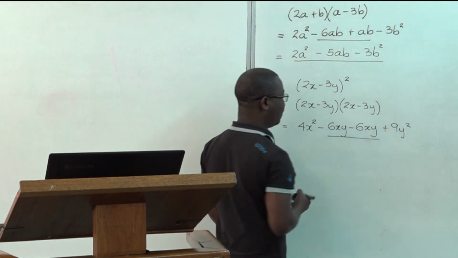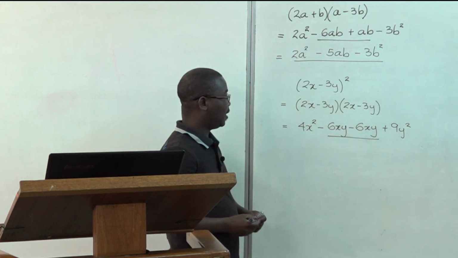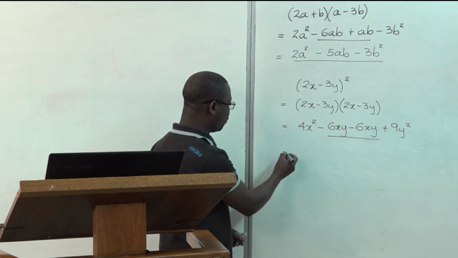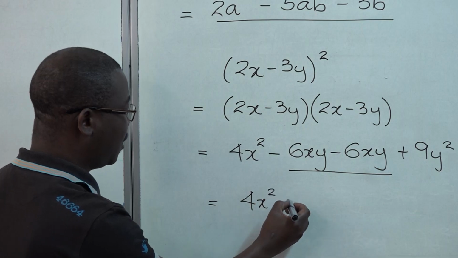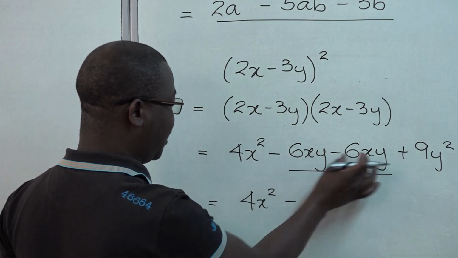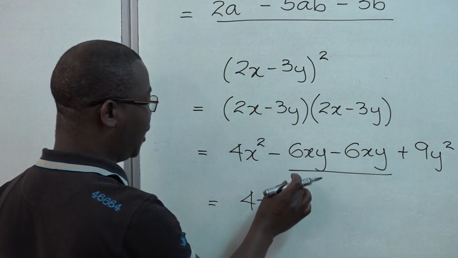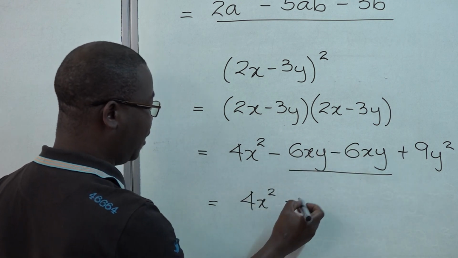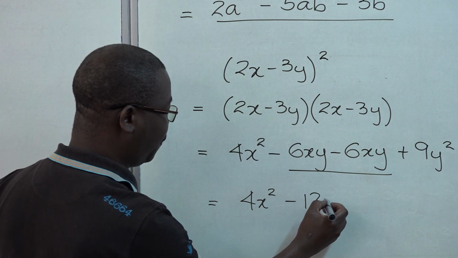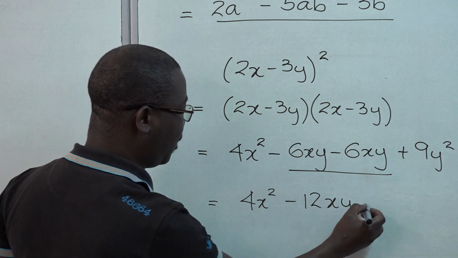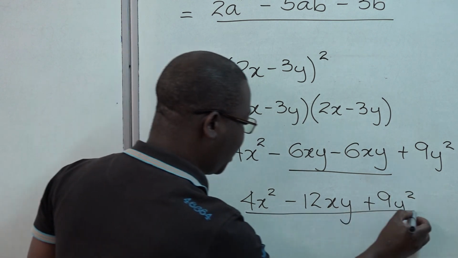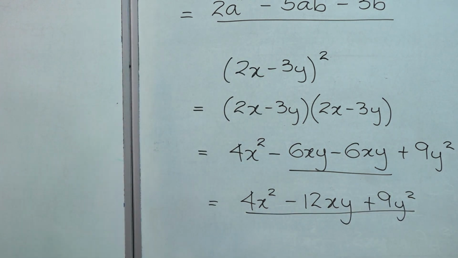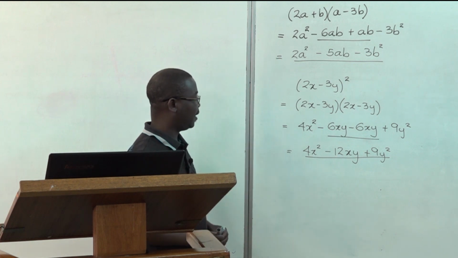Once again, we have the middle terms and they are like terms, so we need to simplify that part. 4x squared minus, then because there are two negatives, we add them and keep the sign, which gives us 12xy plus 9y squared. That becomes our answer for that expression, or for that question.